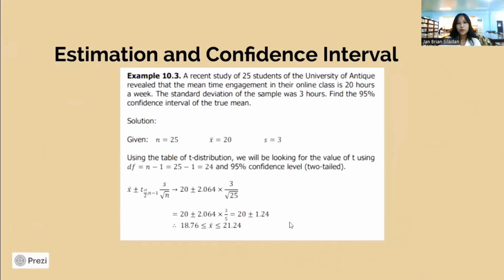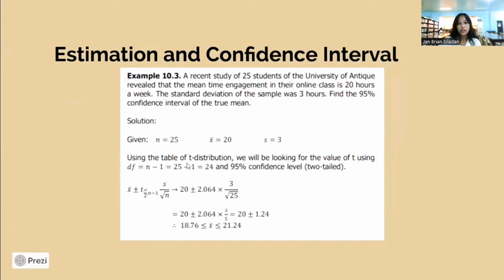The example where the standard deviation is unknown. A recent study of 25 students of the University of Antique revealed that the mean time engagement in their online class is 20 hours a week, and the standard deviation of the sample was 3 hours. Find the 95% interval of the true mean. Given n equals 25, mean equals 20, and standard deviation is 3.